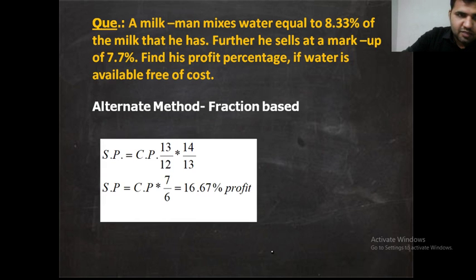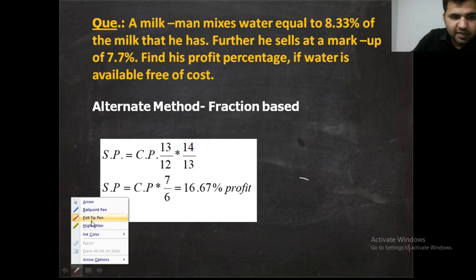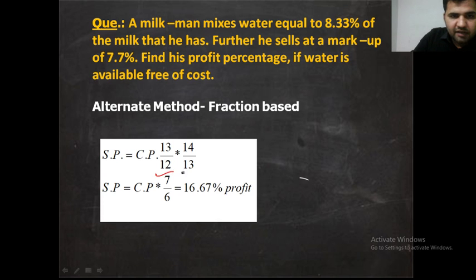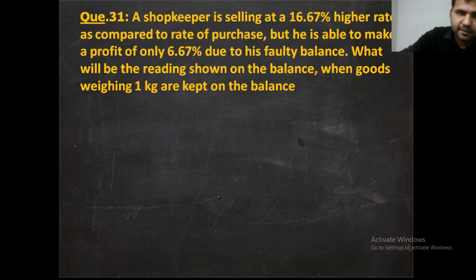Okay, so let's move to the next question. This is the fractional method, right? The first multiplying factor would be of 13 by 12. And the second multiplying factor would be 14 by 13. So 13 and 13 will get cancelled. And the selling price would be 7 by 6 of cost price. That means you will have a profit of 16.67%.